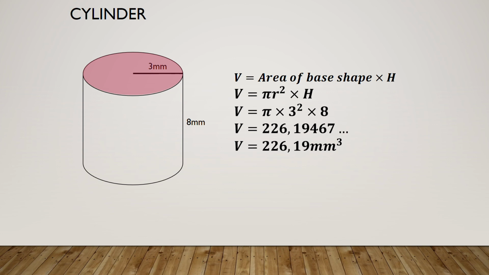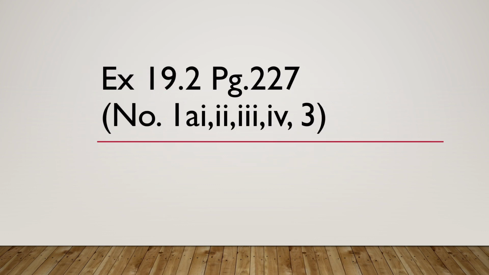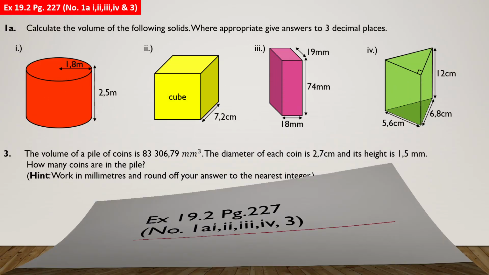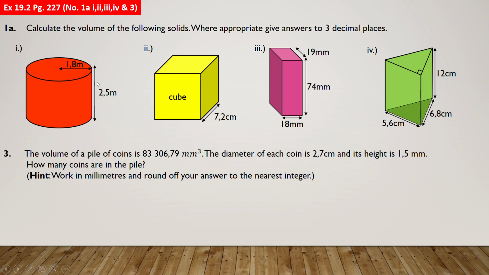Alright, for homework, I would like you to do exercise 19.2 on page 227. You're going to do 1A, which has 4 questions, 1, 2, 3, 4, and you're going to do question number 3. So all in all, there's 5 questions for you to do. This is what it looks like. So you're going to work out the volume of these 4 solids. And you're also going to work out number 3 here. Alright, if you need to take a screenshot, you can. Otherwise, this is on Google Classroom.